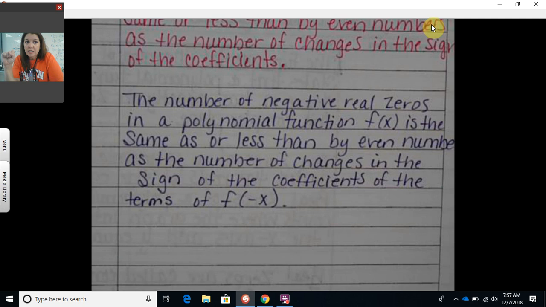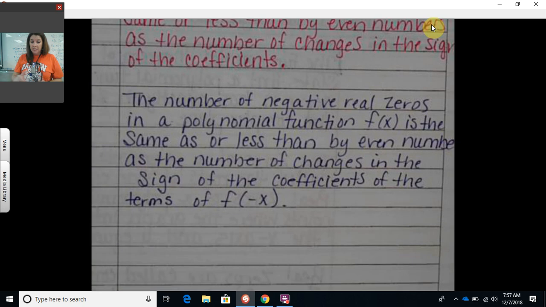So you evaluate that and see how many sign changes you have. Same as with positive. If you have 2 sign changes once you substitute in the negative x and simplify, then you'll either have 2 negative real roots or 0 negative real roots. But you don't look at the original for negatives. You've got to substitute in negative x.